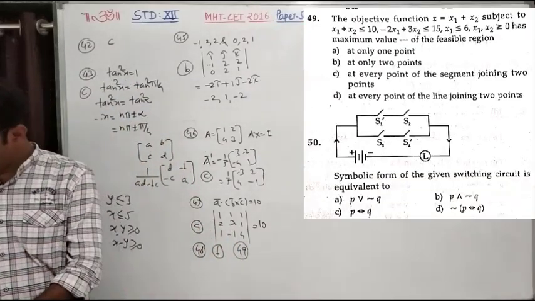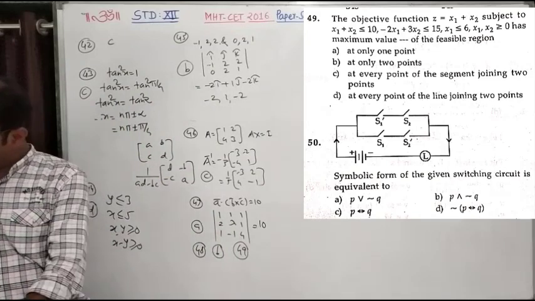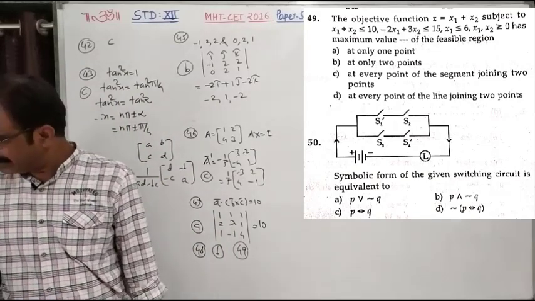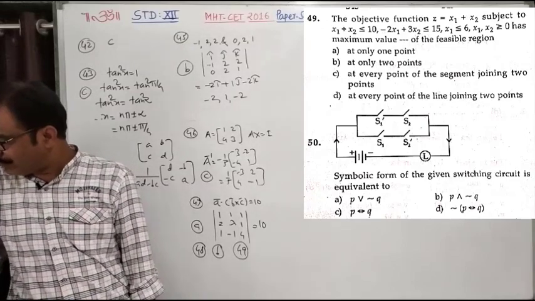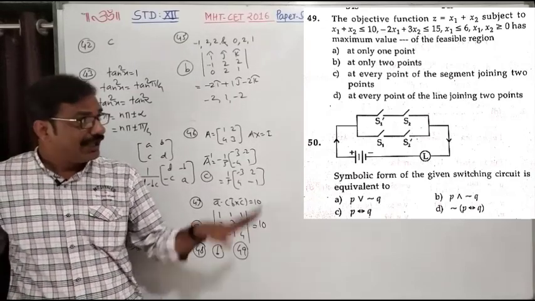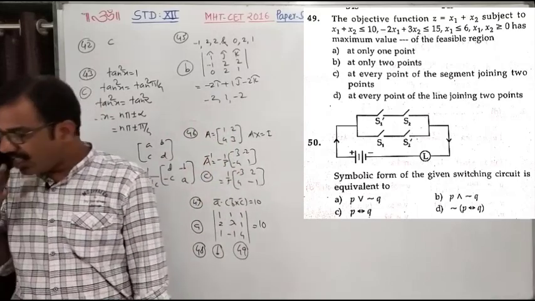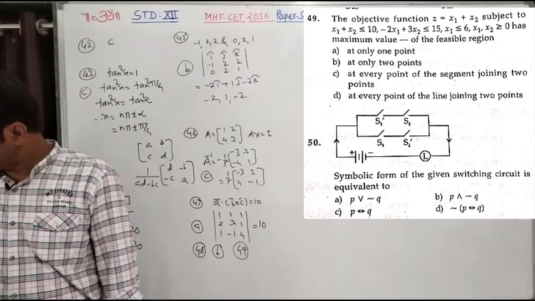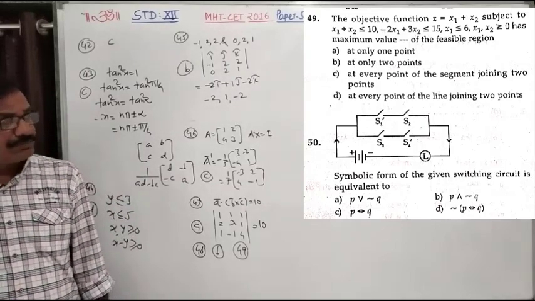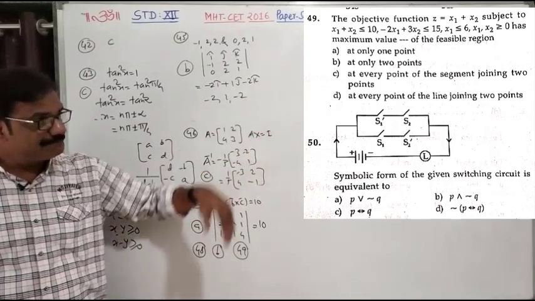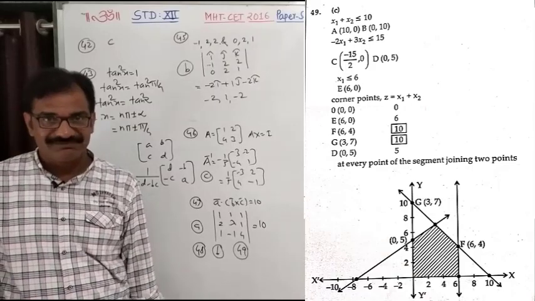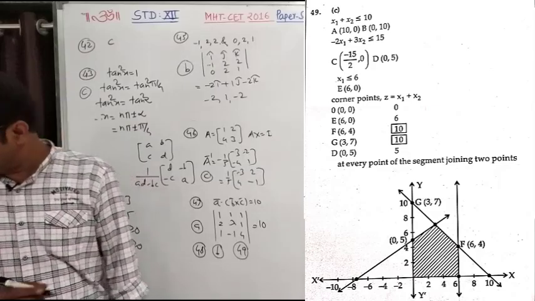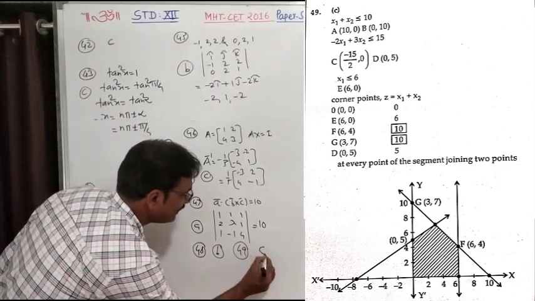49. Look at the question. The objective function z equal to x1 plus x2 subject to 3 constraints are given. Maximum value of the feasible region. You have to just draw the figure. The figure is like this. So by that figure, you can decide your answer. Your option is C for that.